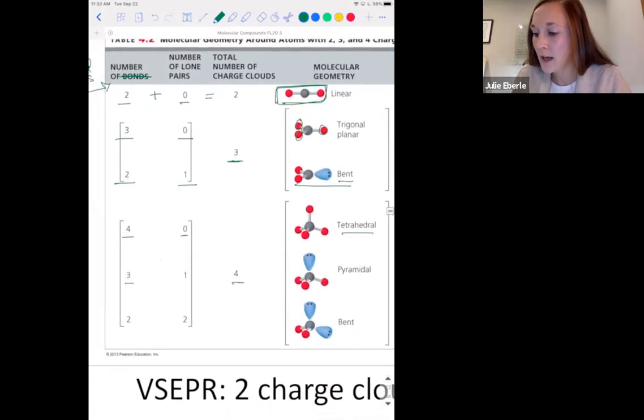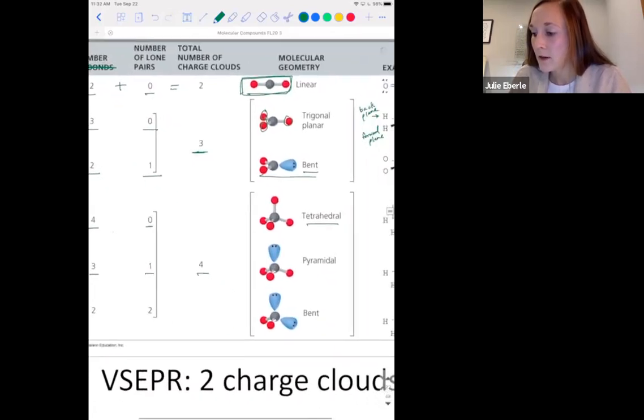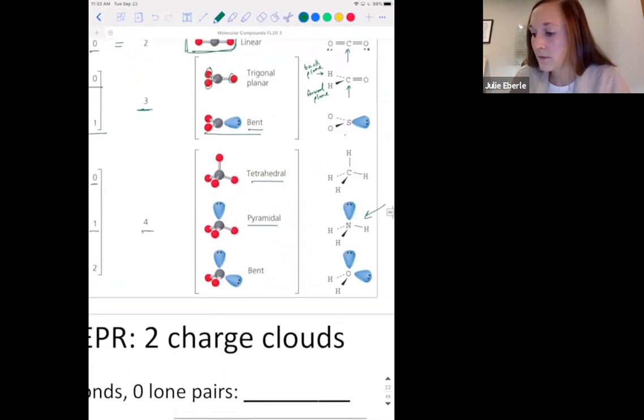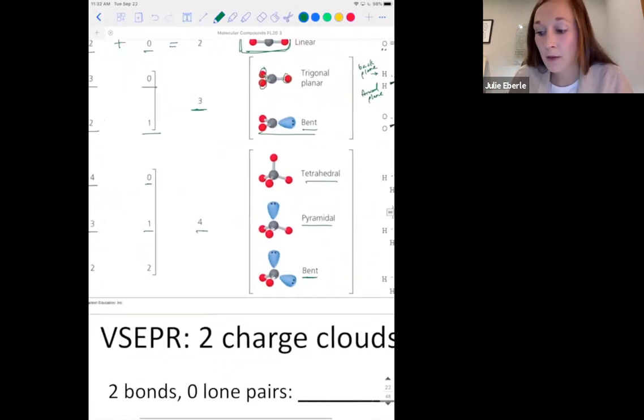If you have 3 bonded atoms and 1 lone pair, NH3 is usually the example molecule here, and we call this pyramidal. We've got trigonal planar, tetrahedral, pyramidal, bent, and then another way, because there are 2 ways something can be bent, even though the numbers are a little different.